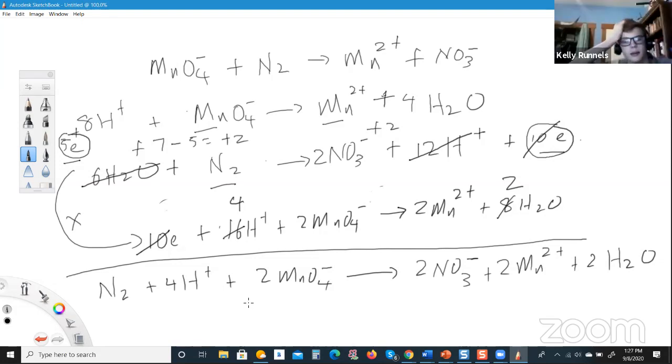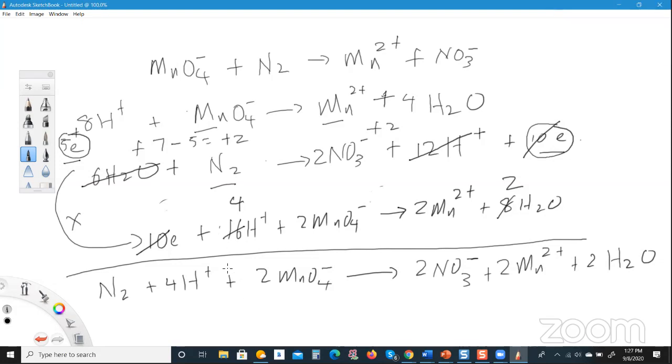But again, as I said before, we need to check that everything is balanced, including the charges. So let's do that now. We have 2 nitrogens here, we have 2 nitrogens here, so that's balanced. We have 4 hydrogens here, and 2 times 2, 4 hydrogens, so that's okay. We have 2 manganese here, 2 manganese here, so that's okay. For the oxygens, we have 2 times 4, 8 oxygens. We have 2 times 3, 6, plus 2, 8, right? So the oxygens are balanced.